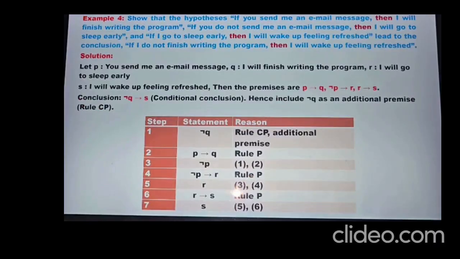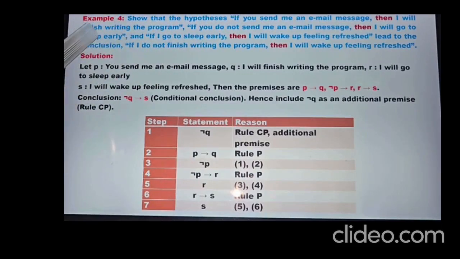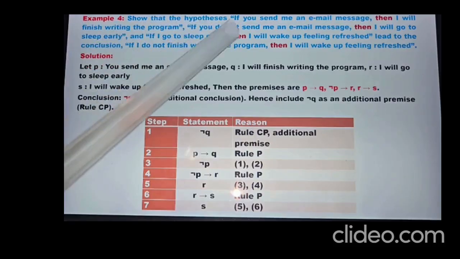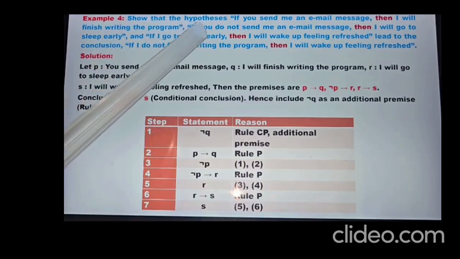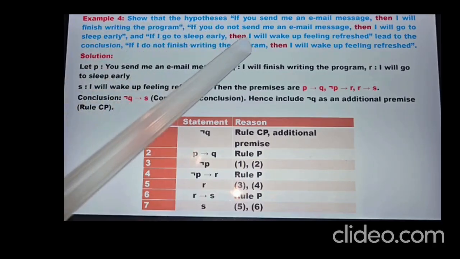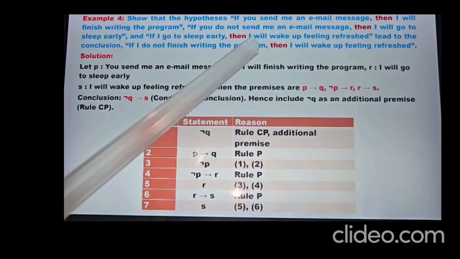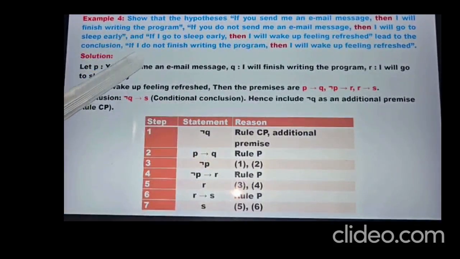Then the fourth one, show that the hypothesis: if you send me an email, then I will finish writing a program. If you do not send me an email, then I will go to sleep early. If I go to sleep early, then I will wake up feeling refreshed. This leads to the conclusion: if I do not finish writing the program, then I will wake up feeling refreshed. The conclusion is of the form of a conditional conclusion.